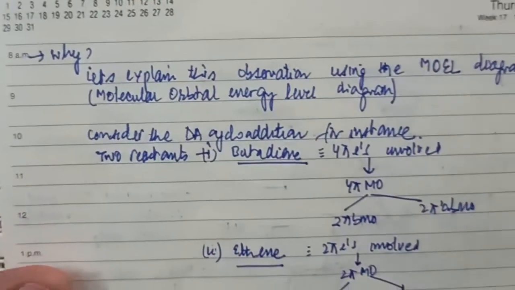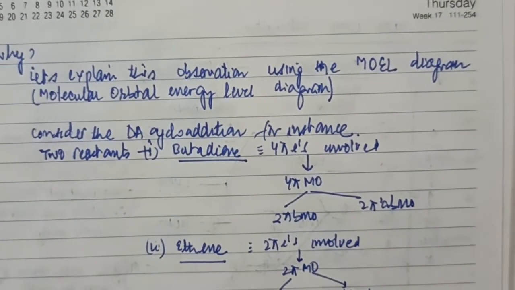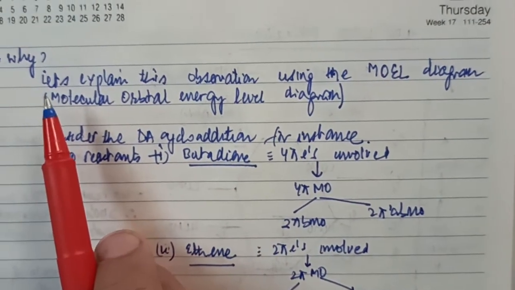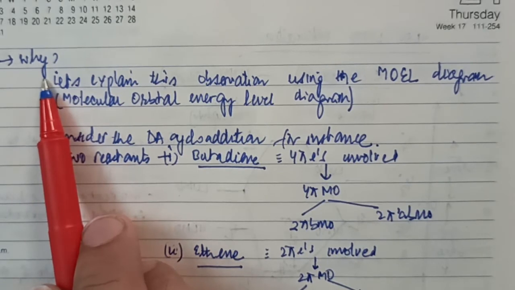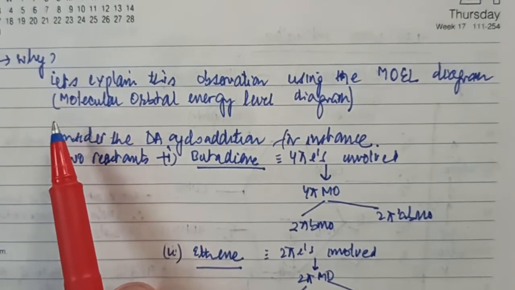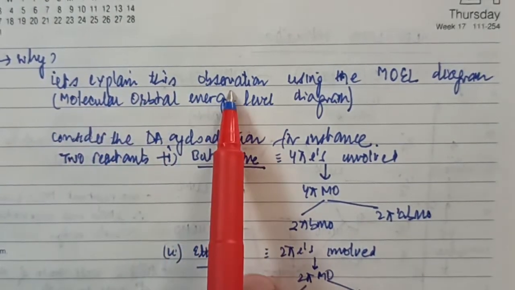Right. Now, again, as I've told you, the question is why. Why is the HOMO-LUMO interaction most important and why is it the one under consideration? Why leave the other ones? Now, to observe this, let's explain this observation.